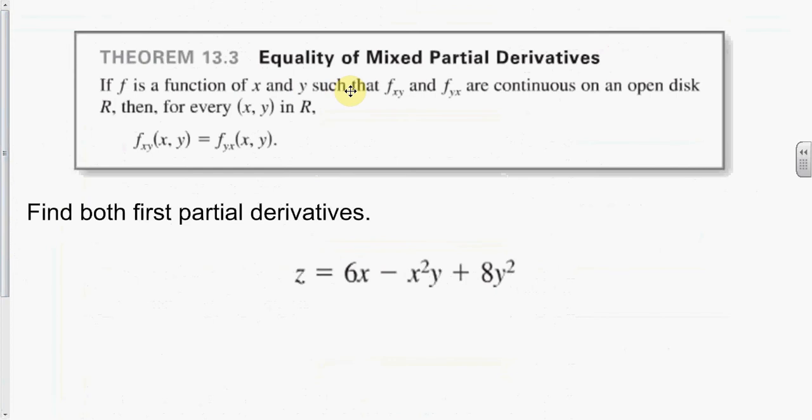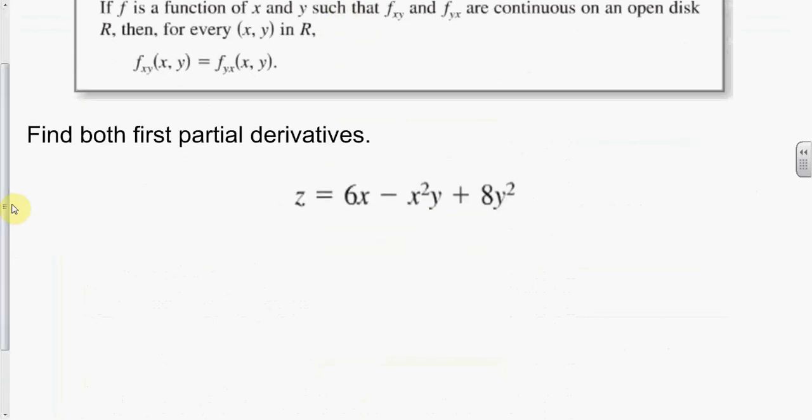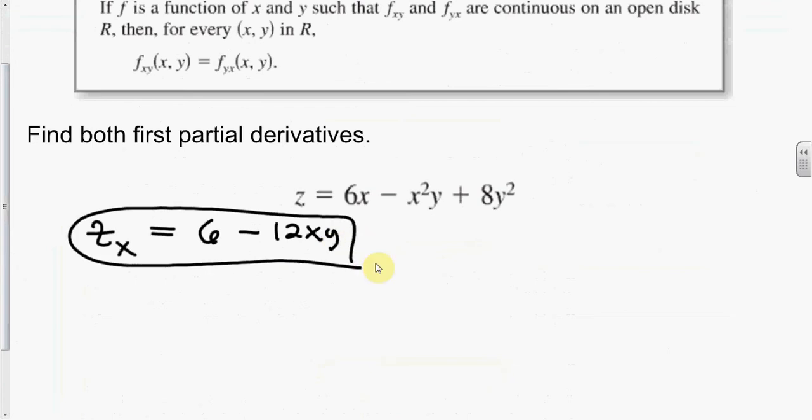Again, equality of the mixed partial derivatives. So first, here it says find both first partial derivatives. So we find the partial of z with respect to x. What that means is that I treat all the other variables as constants or coefficients. So this becomes 6 minus 2xy.